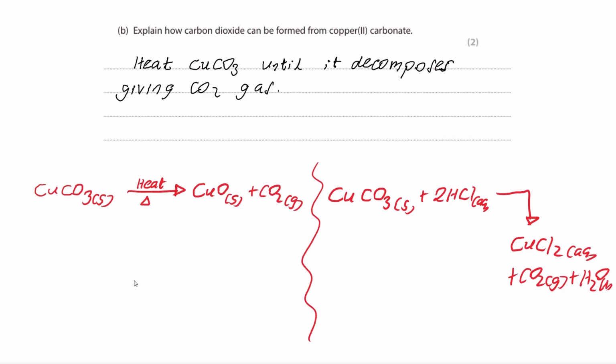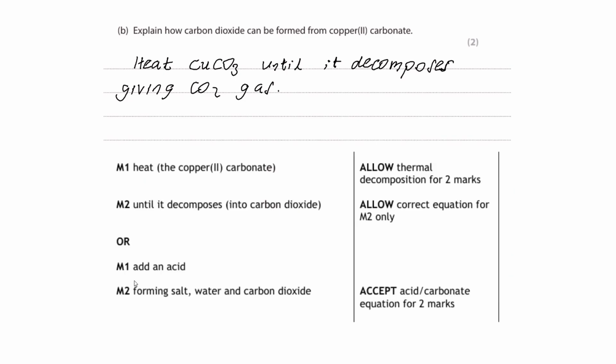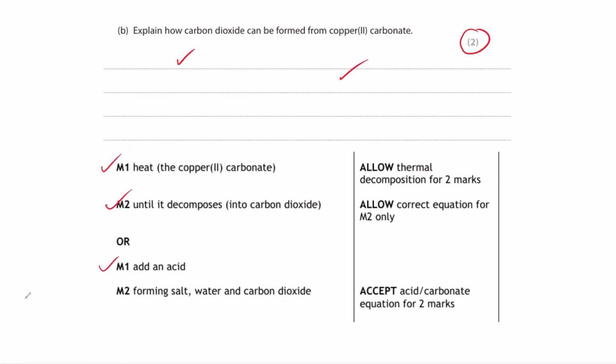Let's see. The marking scheme says we can use both ways, either heating or adding an acid. We wrote the heating part, so we mentioned heat, and we get the first mark. And until it decomposes, that's the second mark. So you get full marks for this question. No issue with that one. Let's move to the next question.